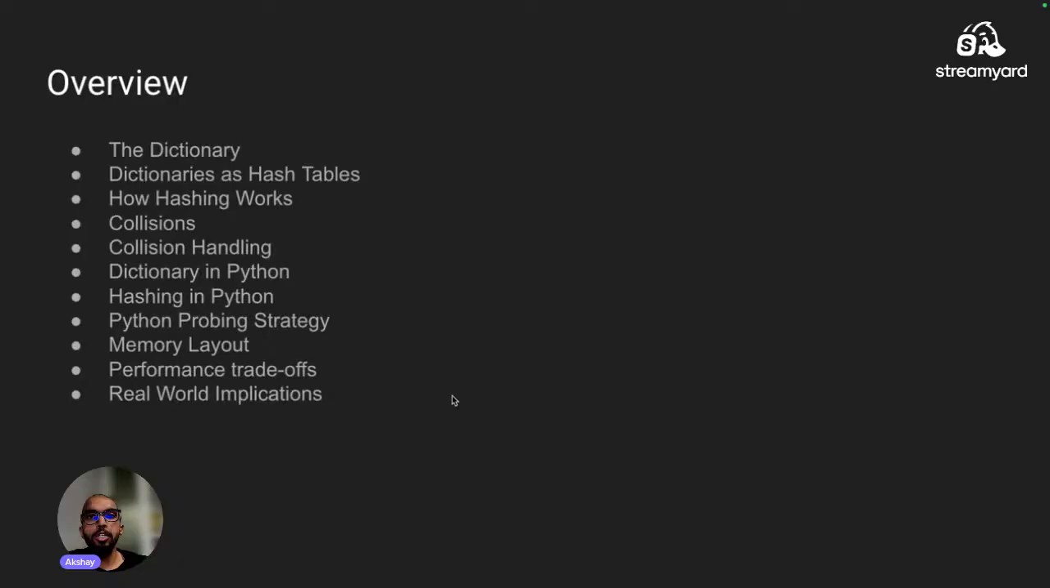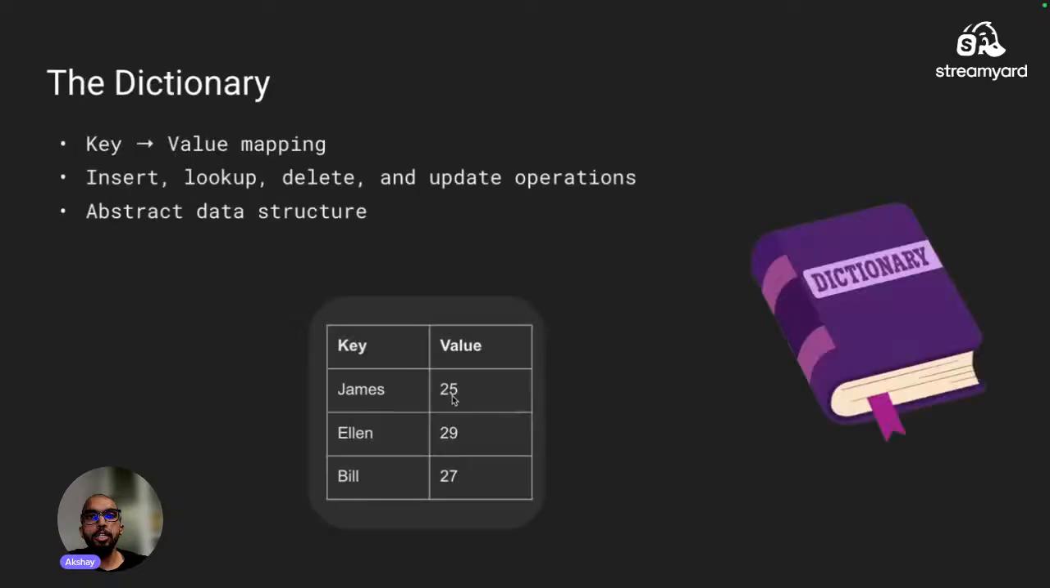Initially I'll be going through the basics of the dictionary itself, and then we can move on to how Python implements the dictionary and what are the trade-offs and all that it takes.